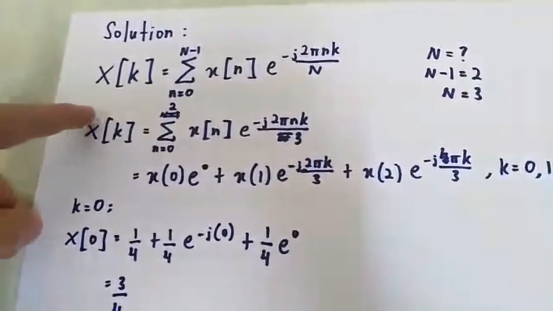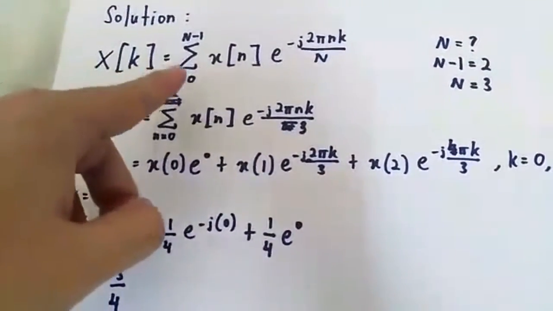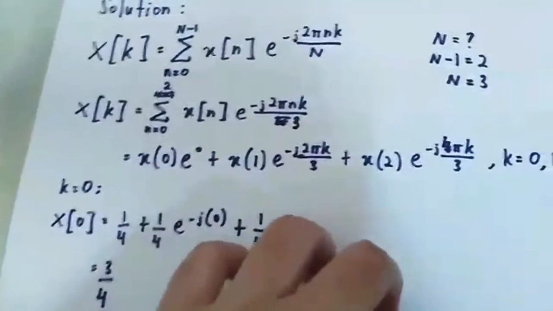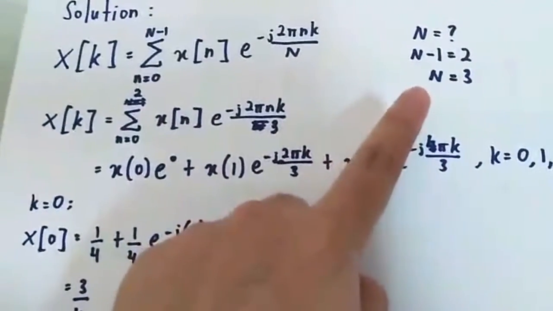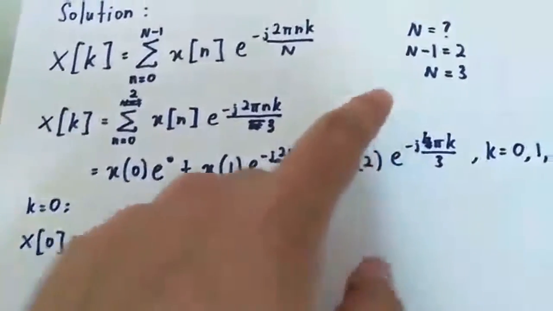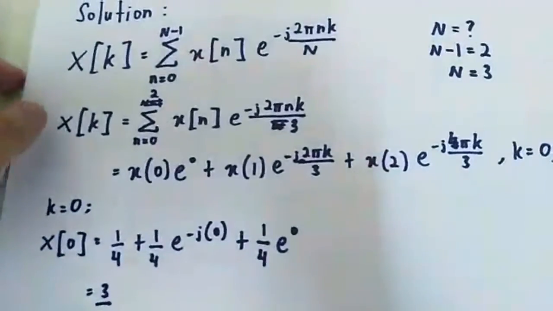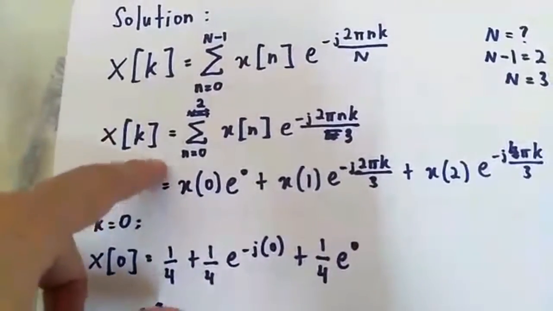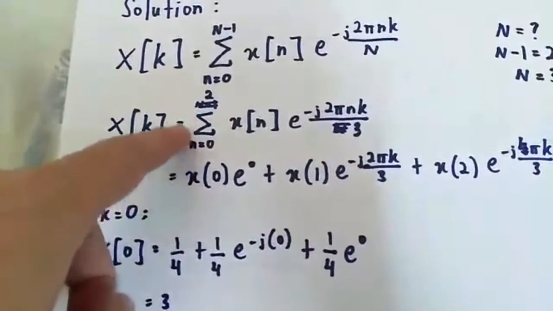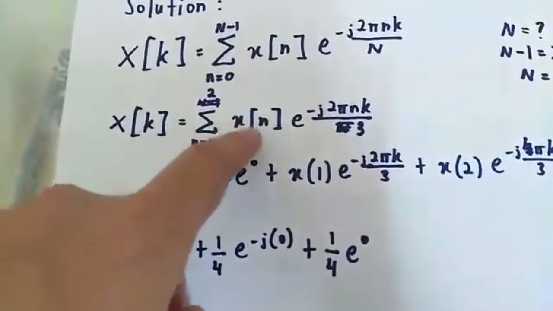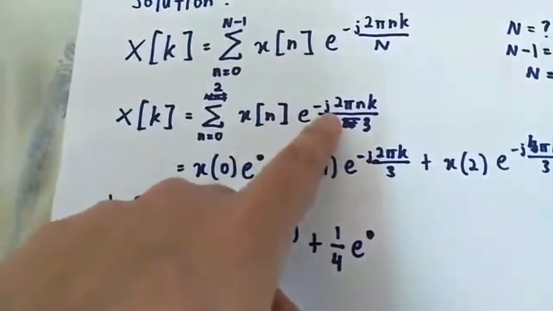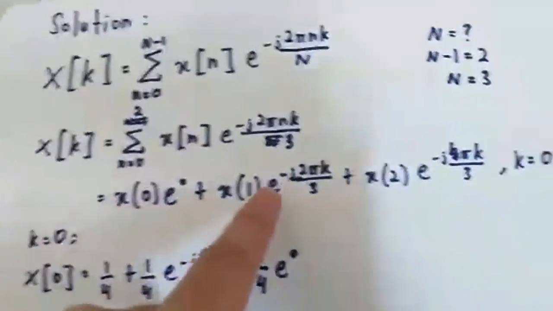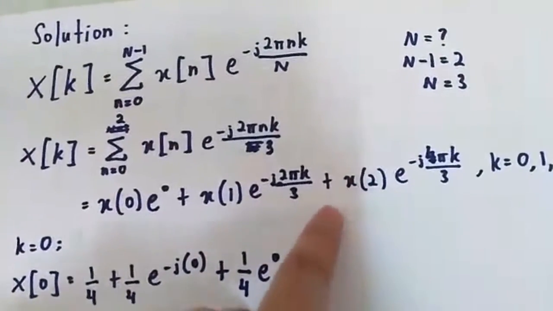Firstly, we have to write out the equation for X k, which is the summation of x n e to the minus j 2 pi n k over N, and then we need to know the value of N. So N is 3, given the range is 0, 1, 2, which are 3, and then we substitute the value of N into the formula. So x n e to the minus j 2 pi n k over 3. So we simplify all of it, and then we get this equation.